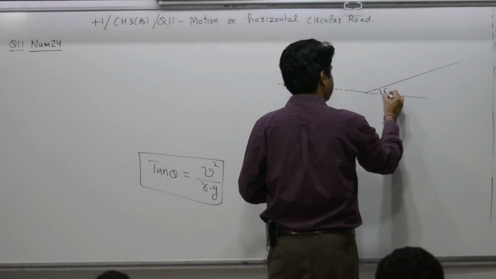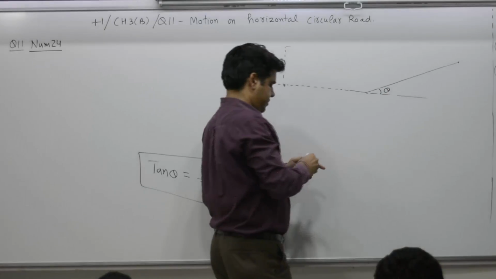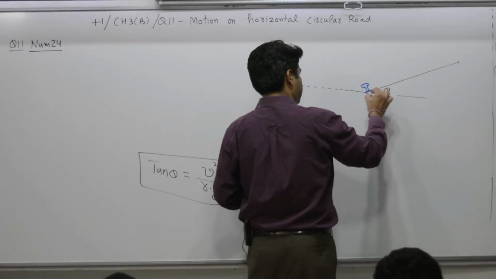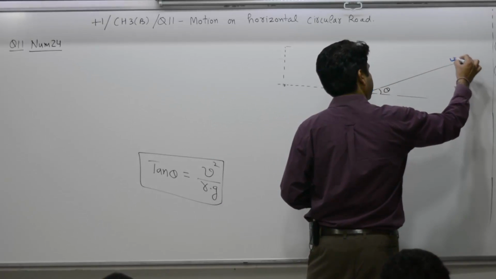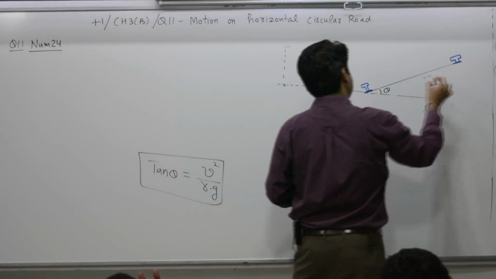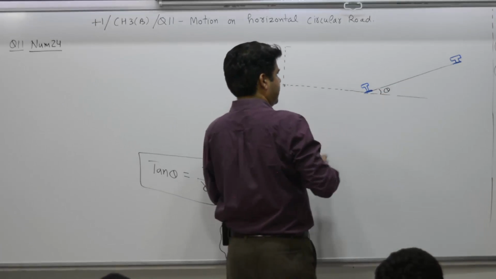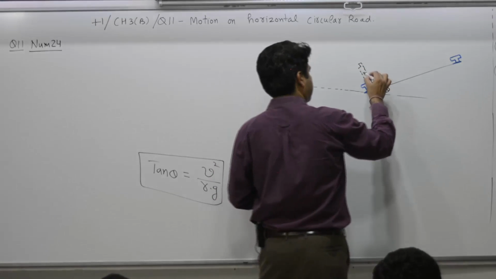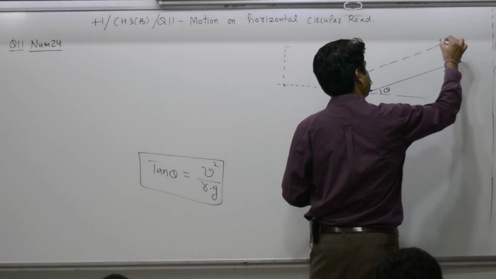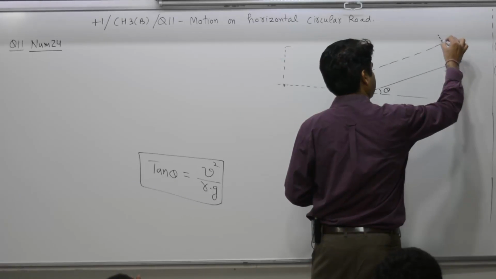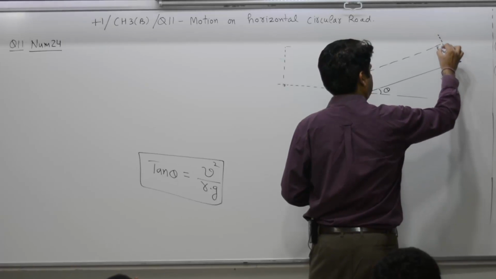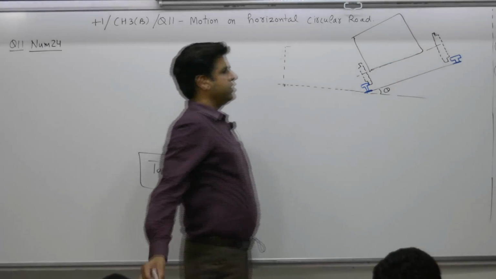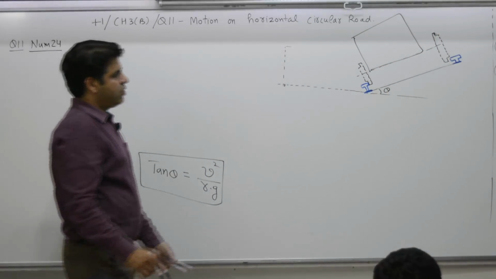Angle of banking, outer rail somewhere here. This is rail 1, rail 2. You have a wheel here, this is the axle, and this is what you have, the train. This is how the arrangement is. Outer track.